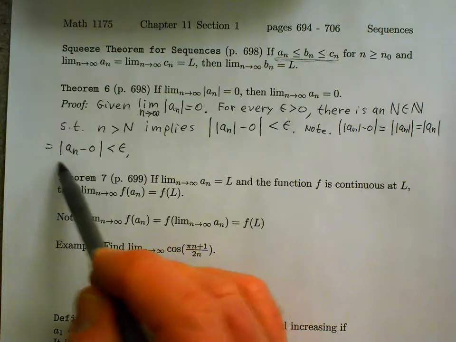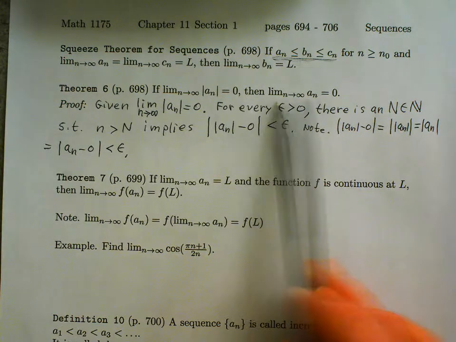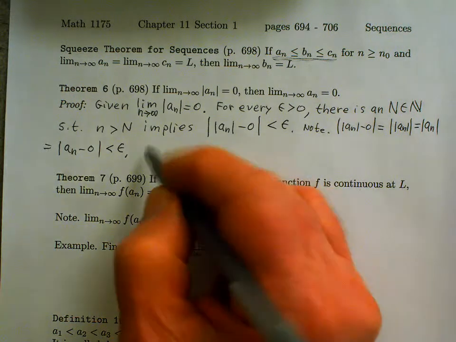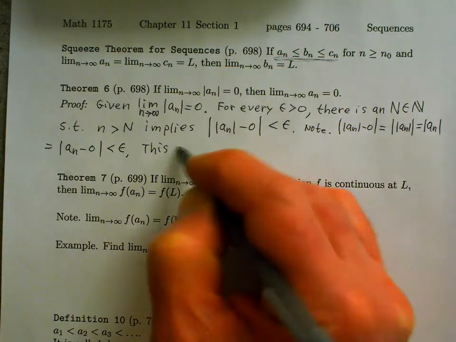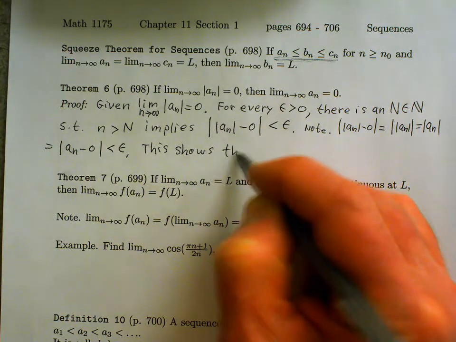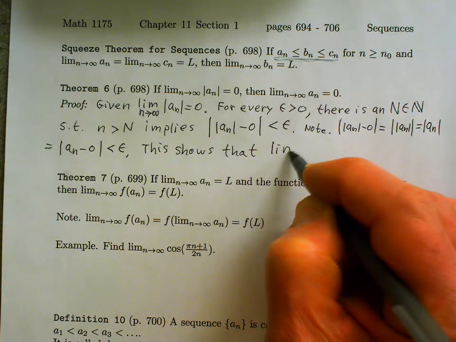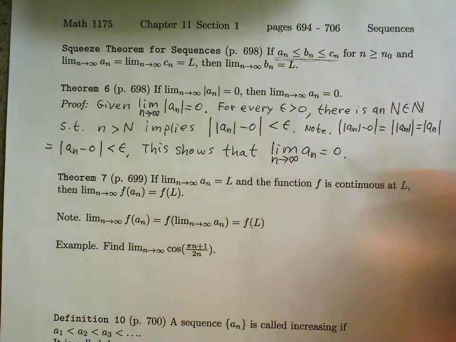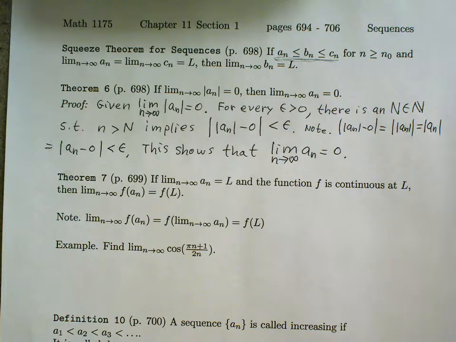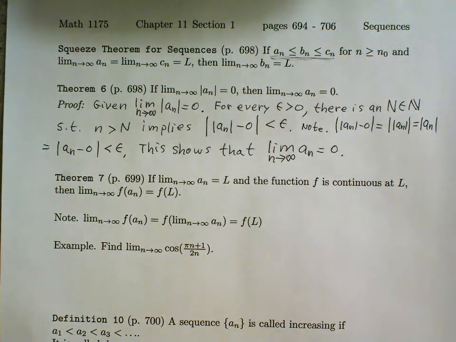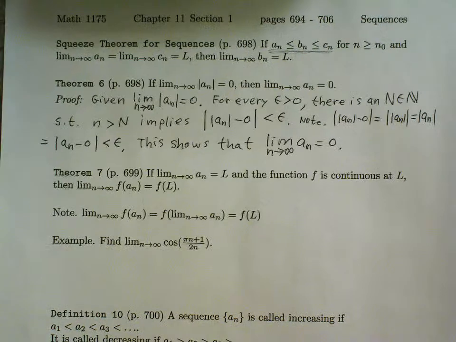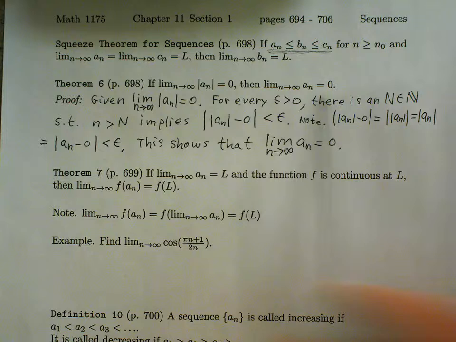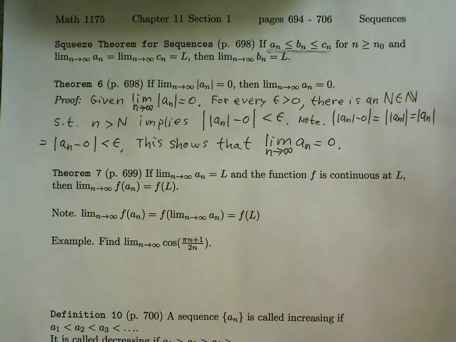So this is what we would have to prove to show that the limit of a sub n as n approaches infinity equals 0. So this shows the conclusion, the limit as n approaches infinity of a sub n is also equal to 0. Okay, let's move on. Just remembering that this little fact, it seems pretty easy to understand, but it can be useful at times.